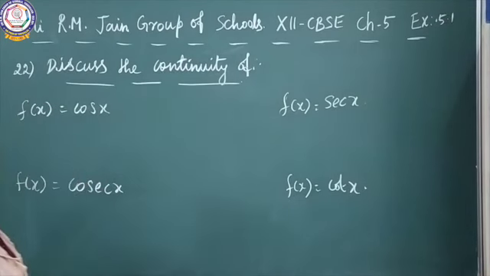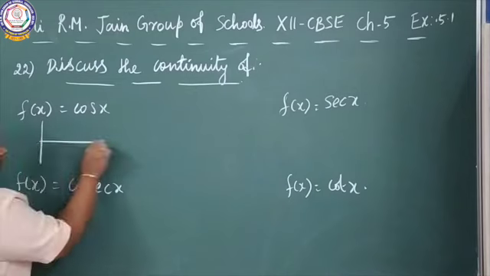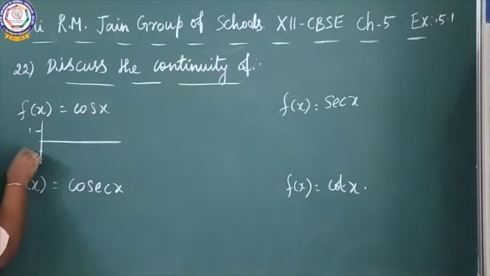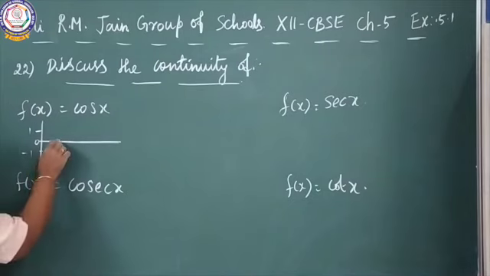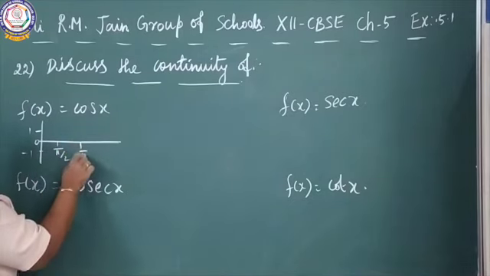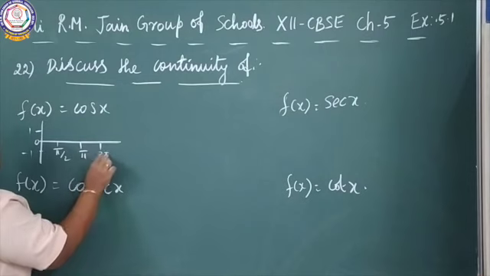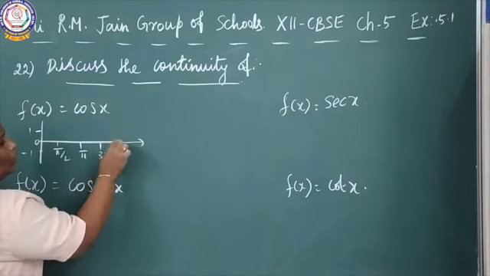See here, f of x equal to cos x. You can see the curve. 1, minus 1, 0, pi by 2, pi, 3 pi by 2, 2 pi.